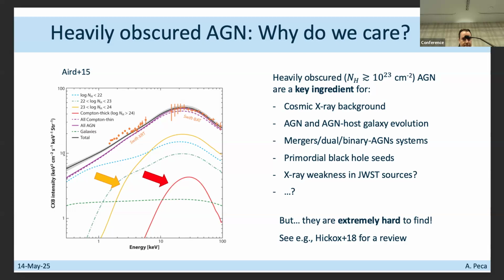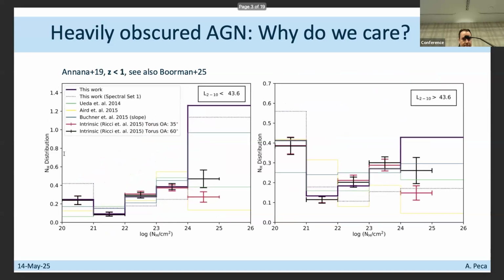And also, if we extrapolate all of this to very high redshift, as Priya was mentioning this morning, this is also very important when we talk about primordial black hole seeds. And there are several other reasons, like X-ray weakness, which everybody's talking about. Obscuration can be one of the possibilities to explain this peculiar behavior in JWST sources. However, heavily obscured AGN are just very difficult to find, because they are extremely, extremely faint. This is also why many people are working on this topic.